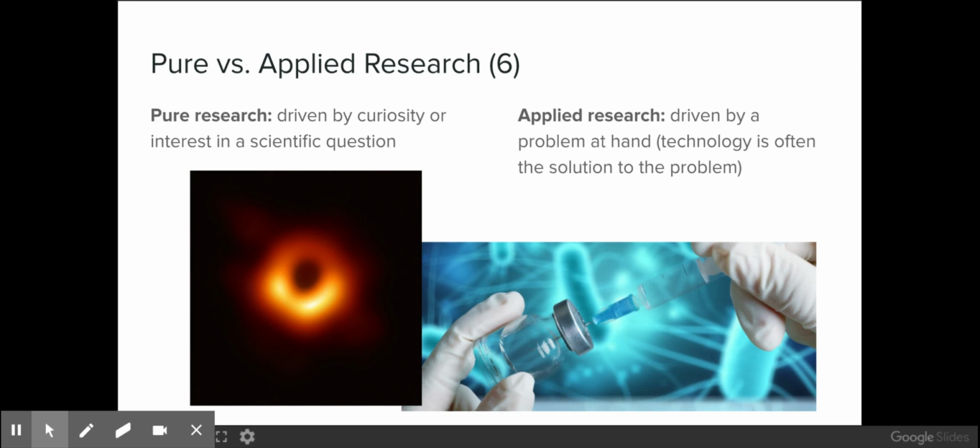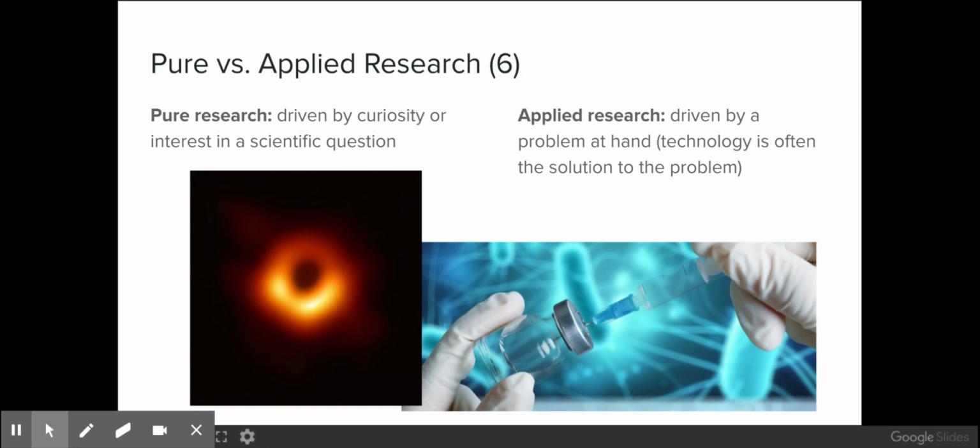When we talk about research and the types of things that we do to investigate the macroscopic and microscopic world, you can really categorize these things into 2 groups. Pure research is done just by curiosity, just by our genuine interest in the scientific question at hand. Like this picture of a black hole that was taken a year or 2 ago. That's such a cool picture. It's interesting. It took a ton of work for us to take a picture of a black hole.